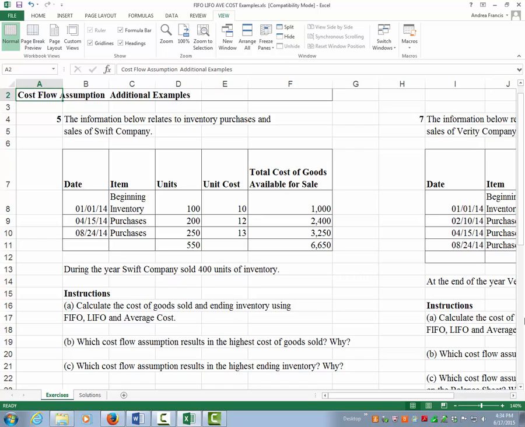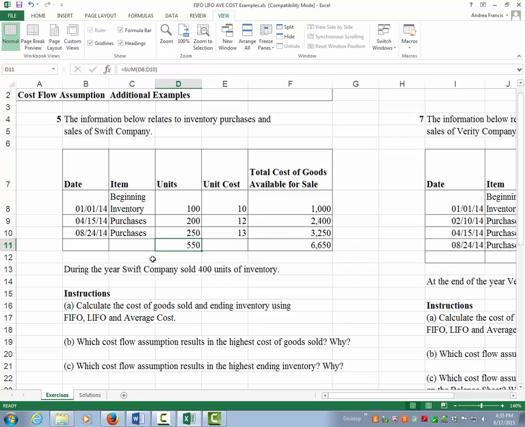So what we can see here is that Swift Company has some beginning inventory and a few purchases. On January 1st, 14, there's beginning inventory of 100 units at $10 per unit to give a total cost of $1,000. Then on April 15th, Swift Company purchased 200 units at $12 a unit to give a total cost of $2,400. And then finally, on August 24th, Swift Company purchased 250 units at $13 per unit to give a total cost of $3,250.